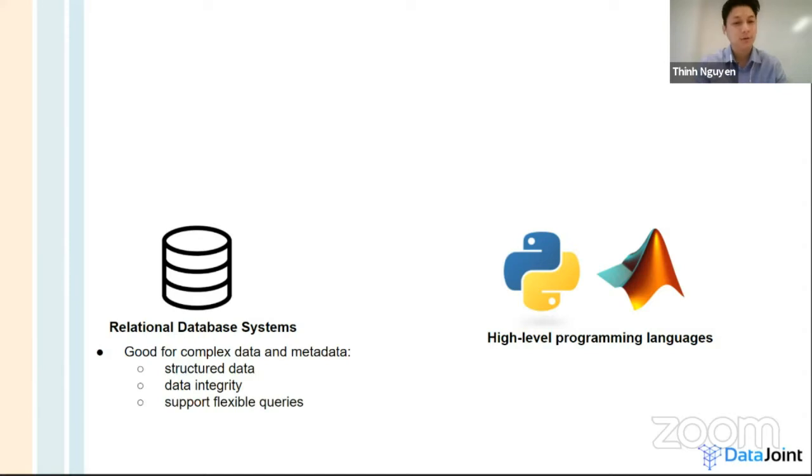Okay, and a relational database system supports flexible queries. You can search things across your entire database. You don't have to write loops through your files, open up every single file, and search for things in there. Once in a relational database model, you can query things across the entire database, right? Across subjects, across sessions, things like that.